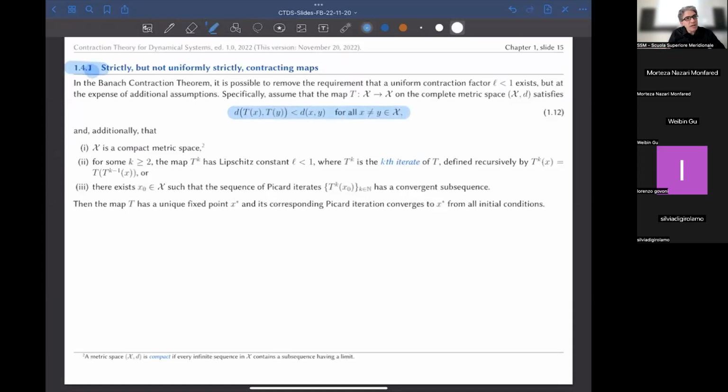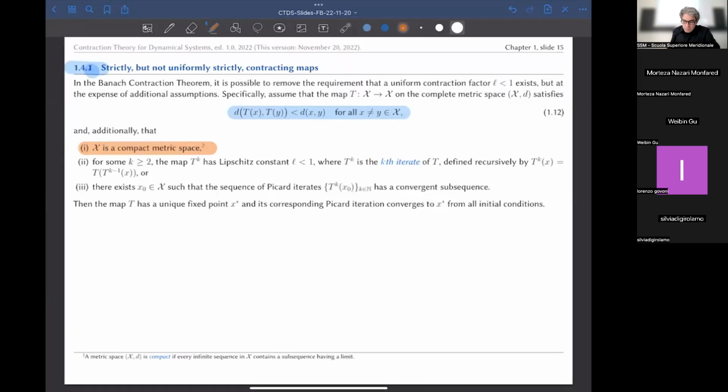There are at least three different conditions. Let me show you. Any one of them is sufficient. So not all three together. Any one of them is sufficient. So it could be that X is a compact metric space. I'll let you think about the notion of compactness on a metric space.